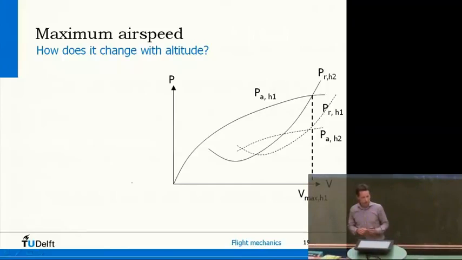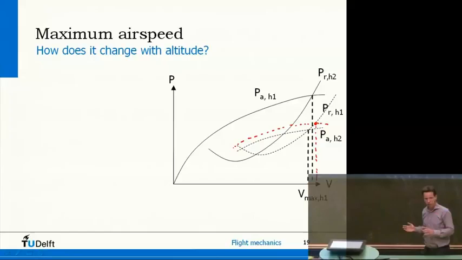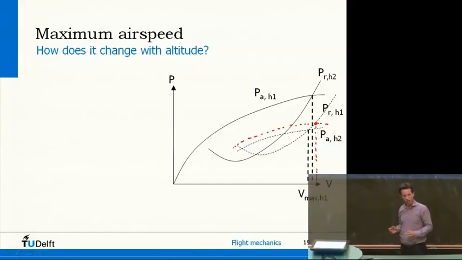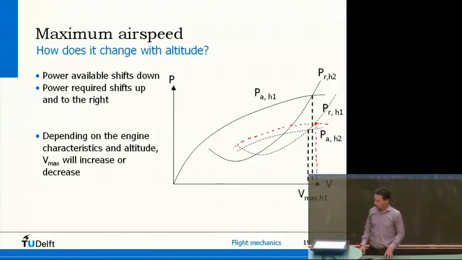But you can see that there is an influence in how much this power available actually goes down. So, if it wasn't that dependent on altitude, maybe this would have been the maximum speed. So, clearly maximum airspeed will change, but it depends on how much the engine force varies with altitude. So it depends on the engine characteristics and altitude whether or not maximum speed will decrease or increase. Now, I've talked about minimum speed, I've talked about maximum speed.